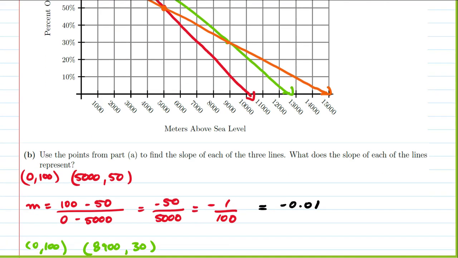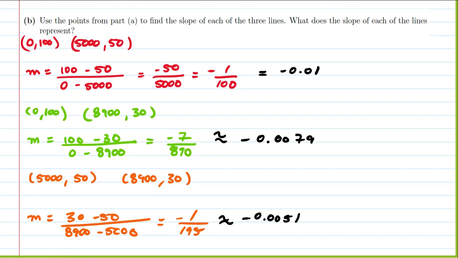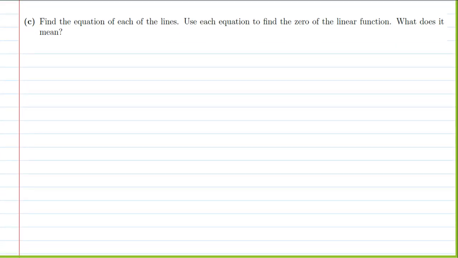So what does that mean? For each meter that you go up, it tells you how much of a percent of oxygen you are losing, right? So for each meter you go up, in the first 2 points, you're losing 1/100th of a percent of oxygen. In the second one, you're losing about 8/1000ths of a percent of oxygen, and in the orange one, you're losing about 5/1000ths of a percent of oxygen per meter. So that's what our slope represents.